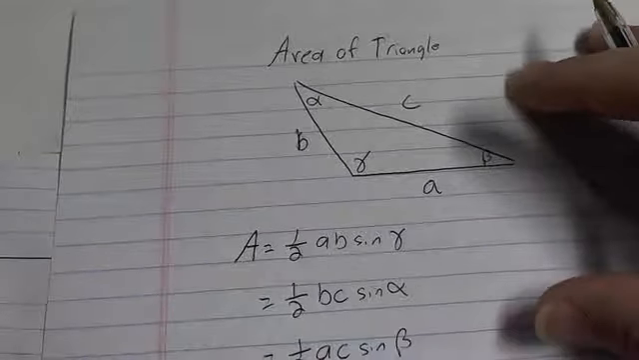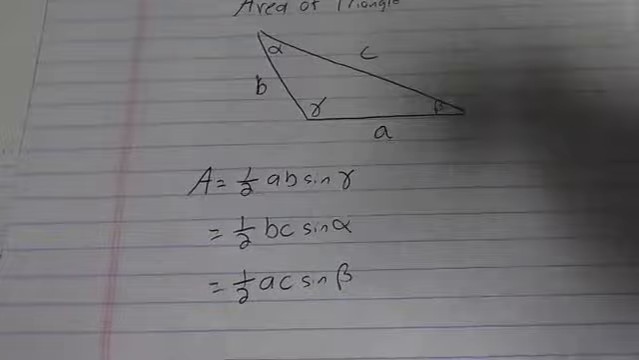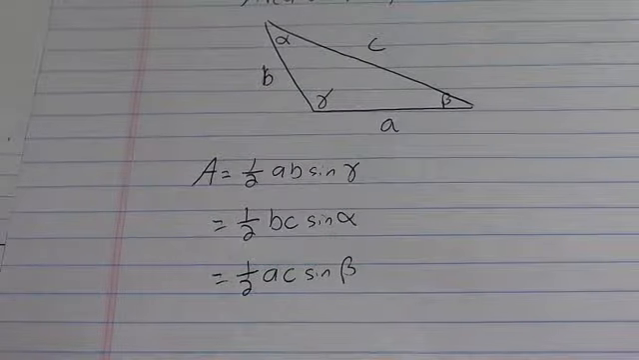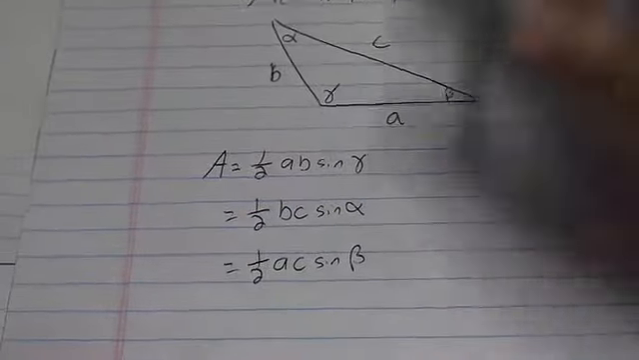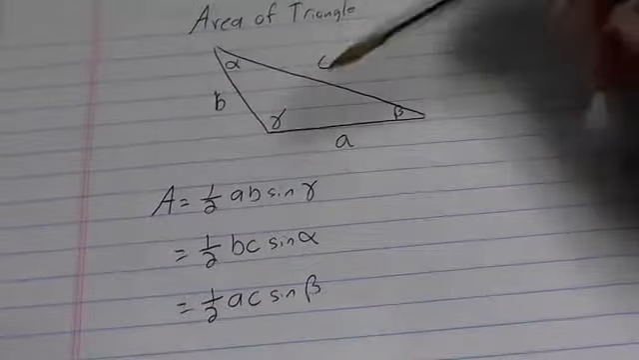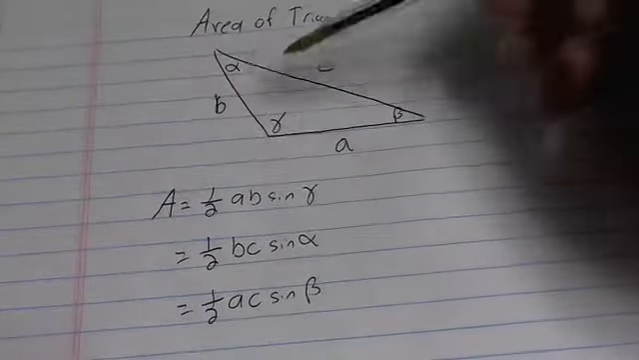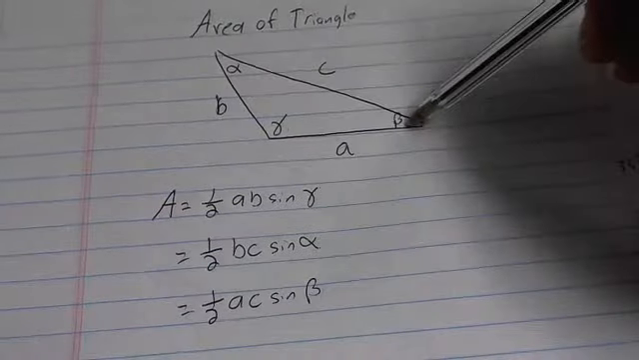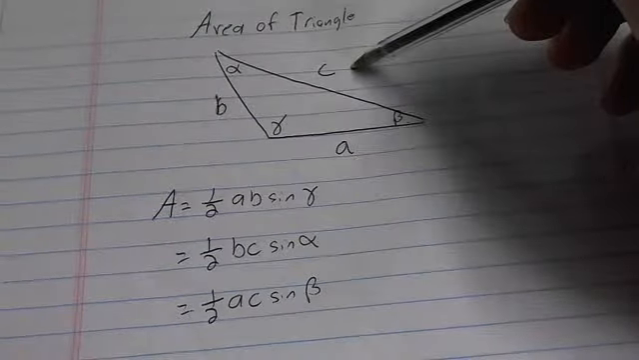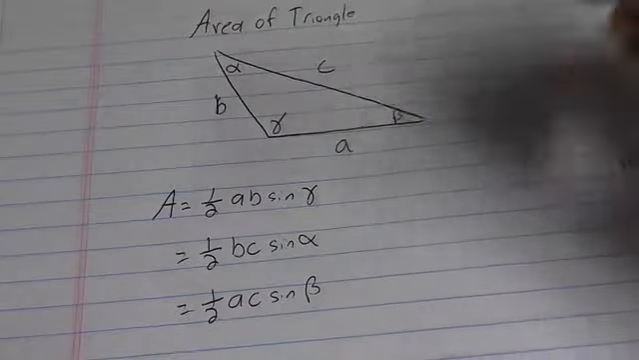Alright, so we're going to do area of a triangle. Usually the area is 1/2 base times height, but since you have a word triangle, you've got to use different formulas. So say you have this triangle, side A and angle alpha, side B with angle beta, and side C with angle gamma.